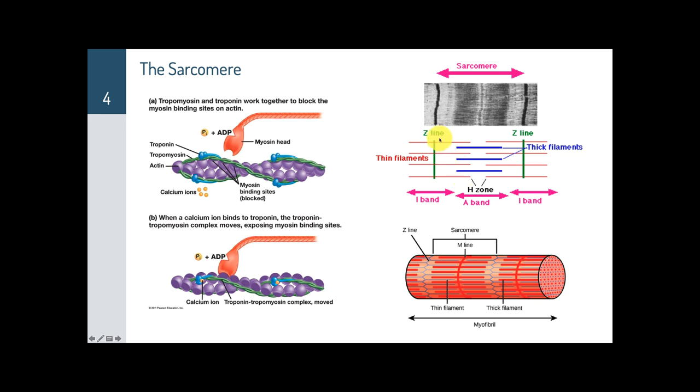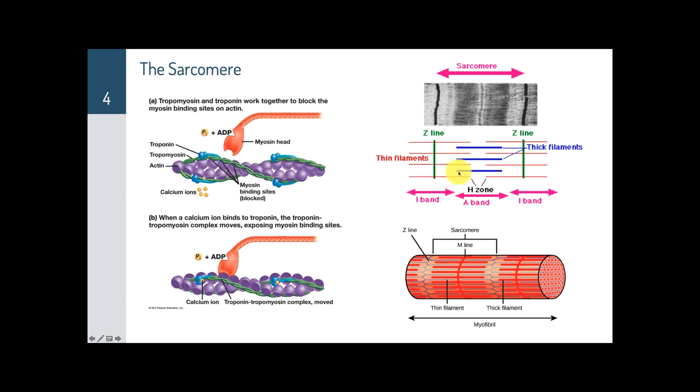Okay, so one more time. We have the Z lines, we have the thin filaments, we have the thick filaments, actin and myosin. The I band is the part of the sarcomere that only contains the thin filament.